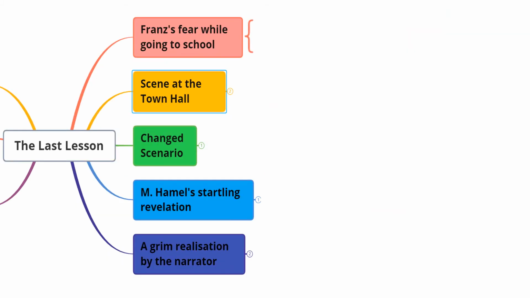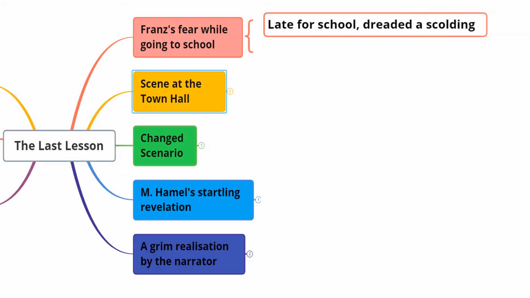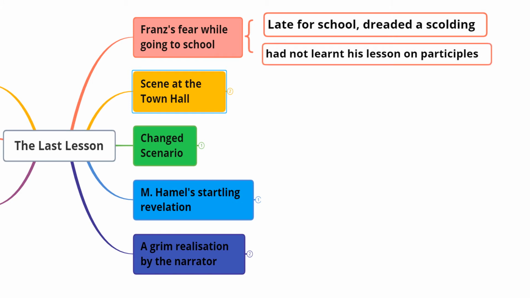The story begins one fine morning when we find little Franz hurrying off to school. He's quite scared as the French teacher, M. Hamel, is supposed to question the students on the past participle, and Franz hasn't learnt it yet. With great effort, he resists the temptation to bunk his class and goes unwillingly to school.